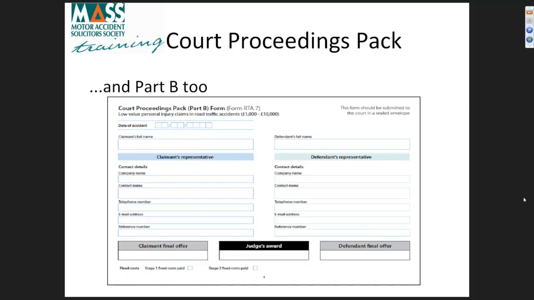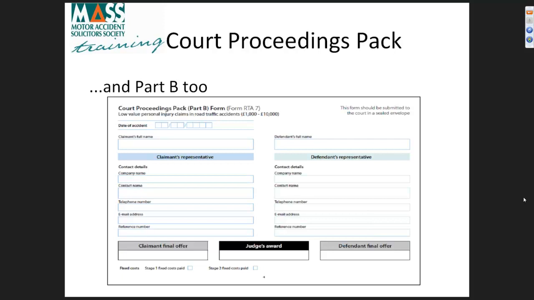So, Court Pack B, you'll see on this is the bit that's going to go to the court in a sealed envelope. So we're going to talk in a minute about what you include in your M1 and your court payment pack or court proceedings pack. You'll see here on the bottom left-hand corner the claimant final offer, and on the bottom right-hand corner the defendant final offer.